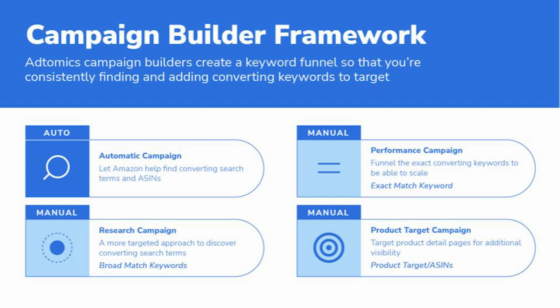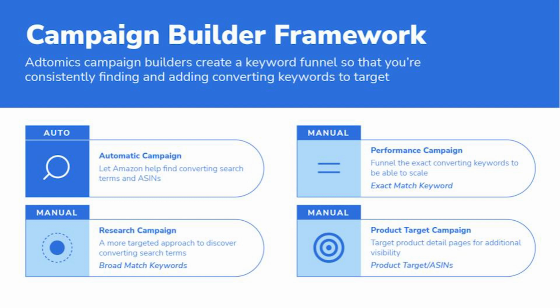You can see that there is an auto campaign, and that is designed to basically get you the most benefit from Amazon, as they're going to be the ones to help you find converting search terms and ASINs. A research campaign is also included, and these are going to include broad match keywords. This is a more targeted approach than the auto campaign, and again, designed to help you discover converting search terms, because broad match keywords are designed to get exposure and search terms.